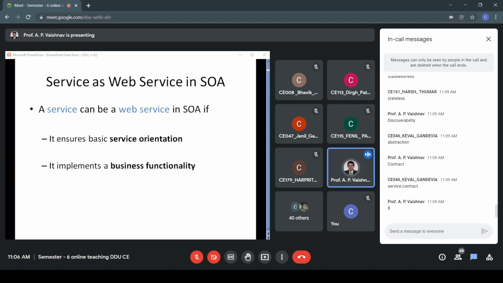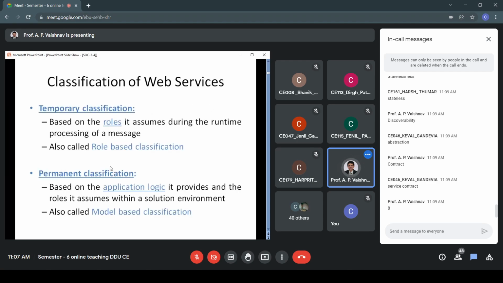So if your service is following those principles, you can say that you have service orientation. Okay, so we have to ensure that it follows those 8 principles. Second and more important thing is it has to serve some purpose. Whenever you are designing a service for accounts management, it should have all the methods related to accounting. So that is the second part, business functionality. Then only we can say that a service is actually acting as a web service in SOA.